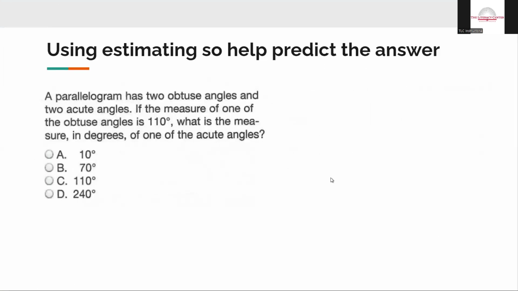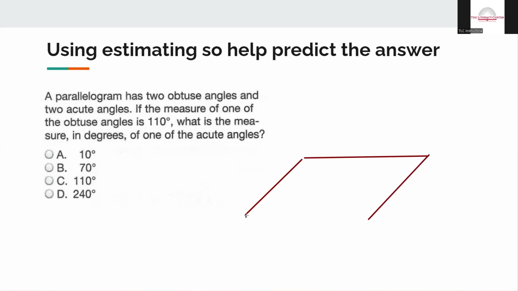A parallelogram has two obtuse angles and two acute angles. If the measure of one of the obtuse angles is 110 degrees, what is the measure of one of the acute angles? Now, we have covered parallelograms. We probably did not talk about the angles in those terms. So let's make sure that we understand what those terms mean.